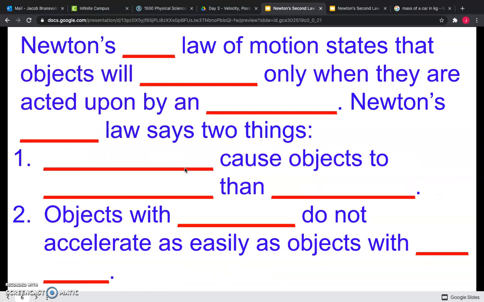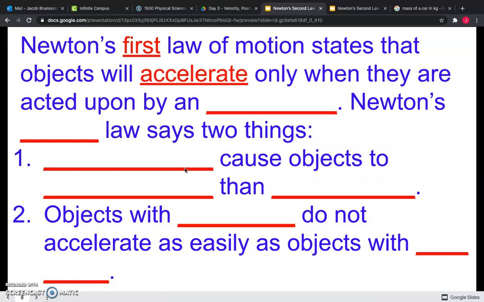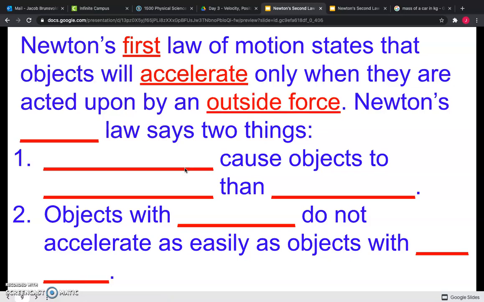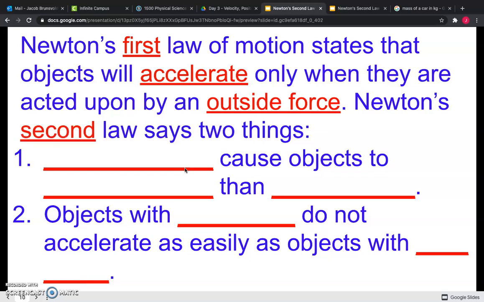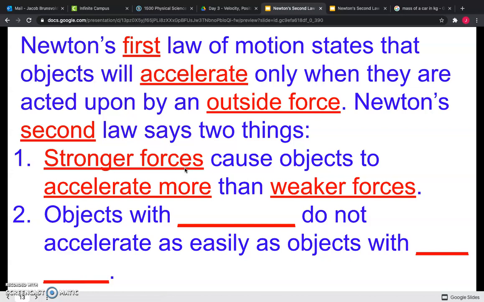Okay, so Newton's first law of motion states that objects will only accelerate when they are acted upon by an outside force. Newton's second law says two things. The first thing it says is that stronger forces cause objects to accelerate more than weaker forces do. That should make sense, right? If you push something harder, it'll move more than if you just push it a little bit.